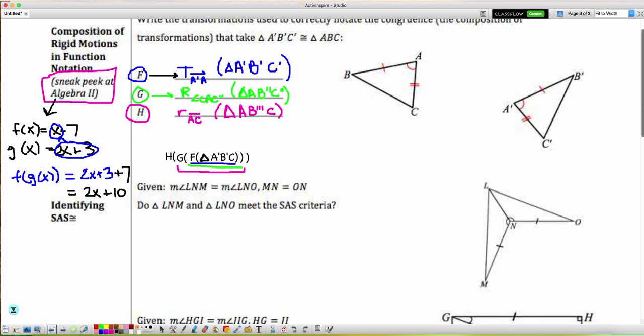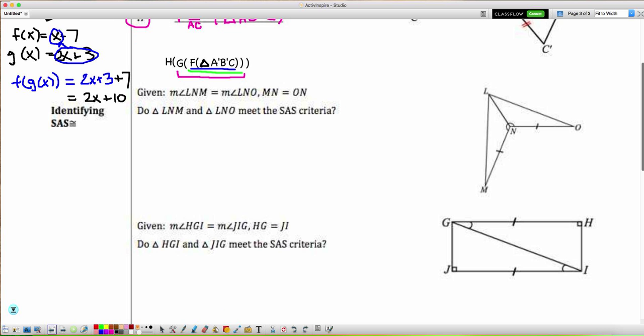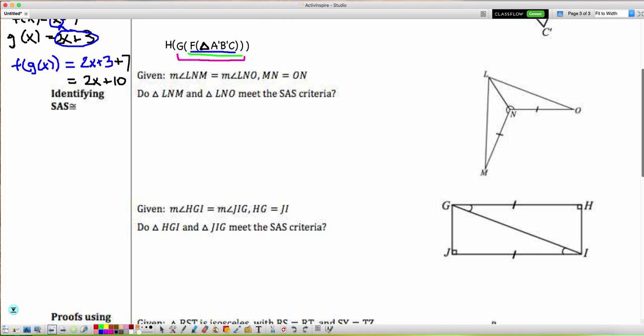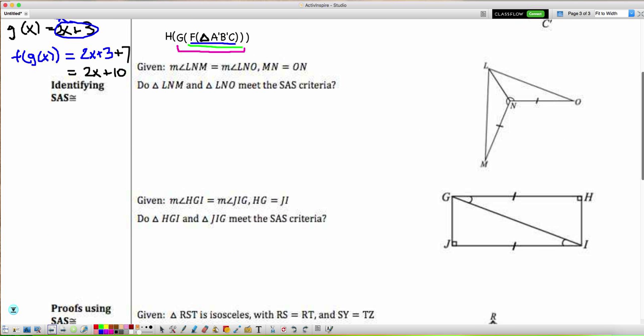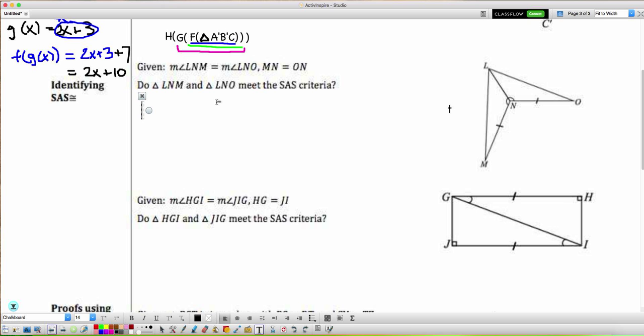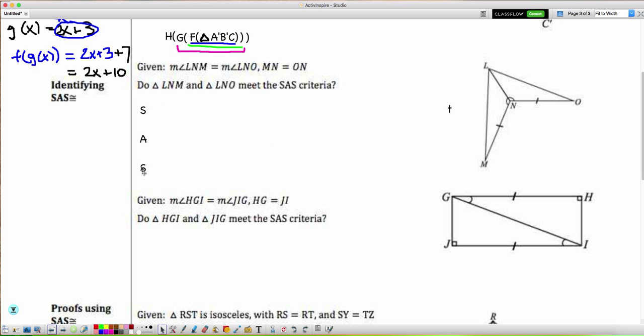So going on, now we're going to look at identifying SAS. We know what SAS criteria is. Again, the two sides that are mentioned have the angle that is also mentioned or labeled. We're going to see if SAS works in this scenario. Let me have you write SAS on your paper, and then we'll also write that for the next problem. I'm going to copy that and write it down here.